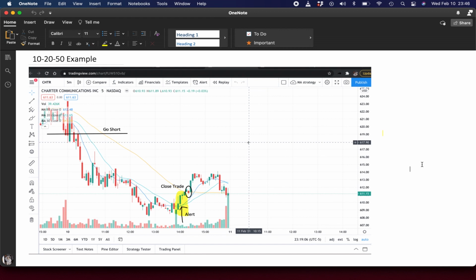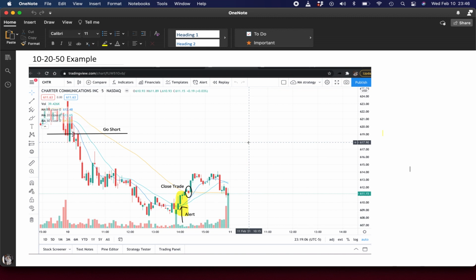So here you can see this stock chart on a 5-minute time frame, Charter Communications. So the three different lines: I think blue shows the 10 period moving average, green shows the 20 period moving average, and yellow shows the 50 period moving average. As you can clearly see, price has been trending down. Now, the 10, the 20, and the 50 are all pointing downwards. It's a good sign to go short.